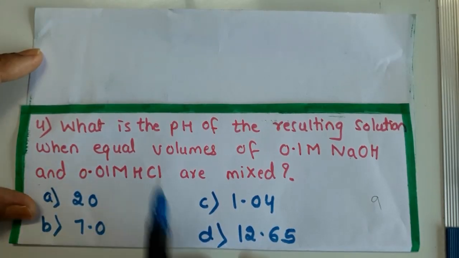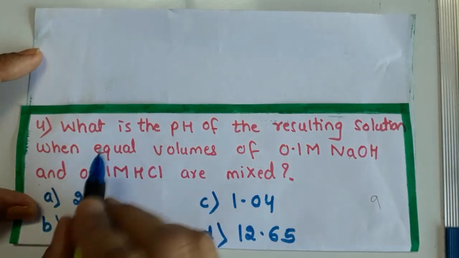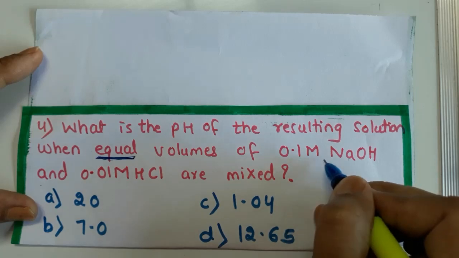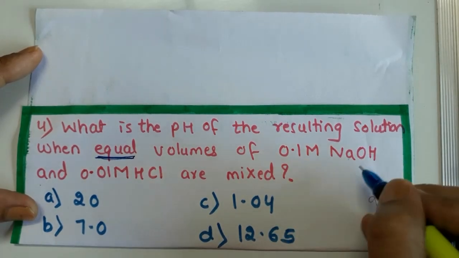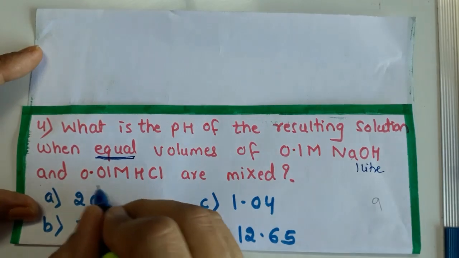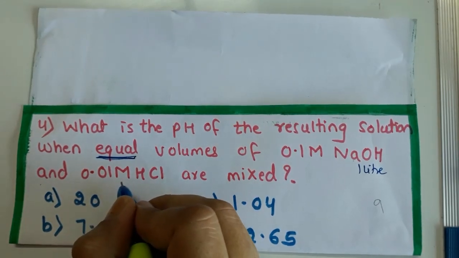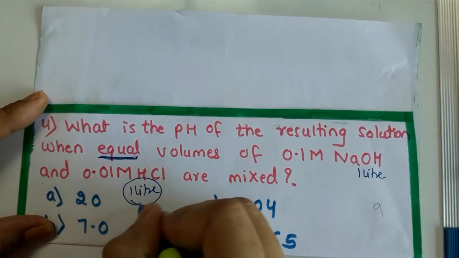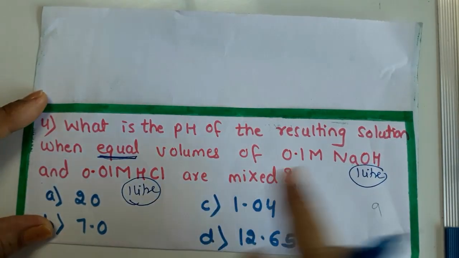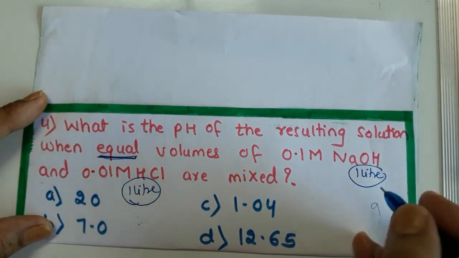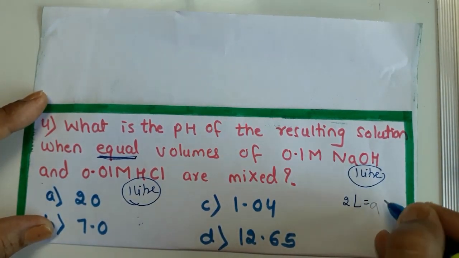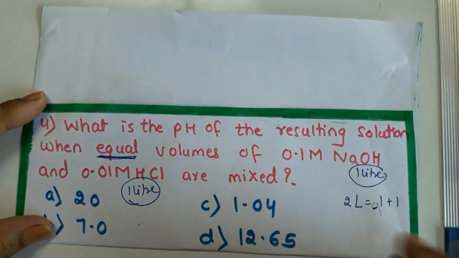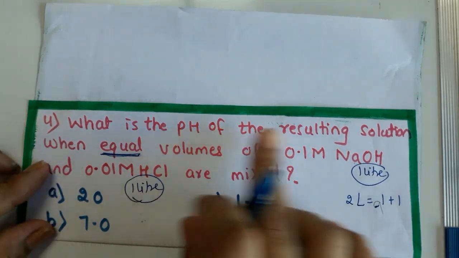Here we have the question: the pH of the resulting solution when equal volumes, please remember equal volumes, of 0.1 molar, which means 0.1 moles in 1 liter, and 0.01 molar, which means 0.01 moles in 1 liter. So please remember this hint they have given. If we mix these two solutions, the total volume is going to be 2 liters, 1 plus 1. Now what is the pH of the resulting solution?